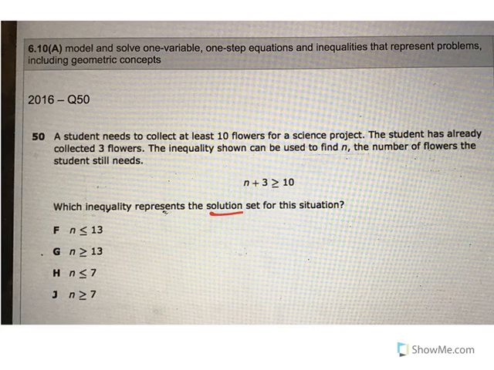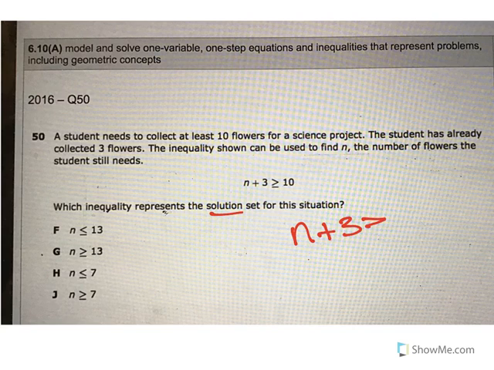Now since it's an inequality, there's not just one answer. It's not like the answer could be 4, but there's an infinite amount of responses that could satisfy this inequality. And we'll talk about that in a second. So first I'm going to write this a little bigger so we can see it.